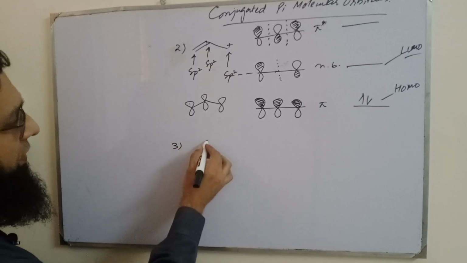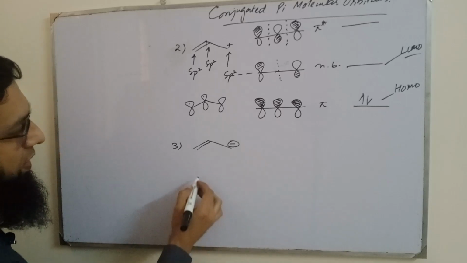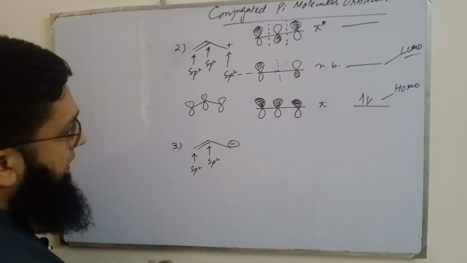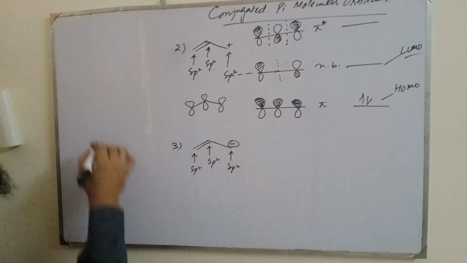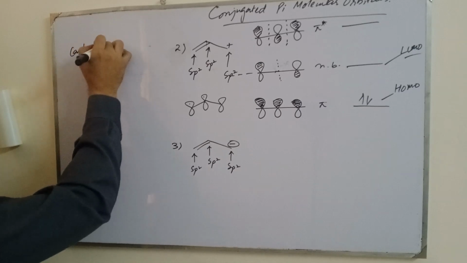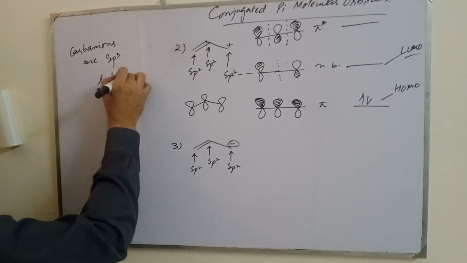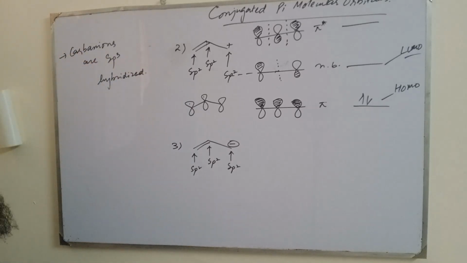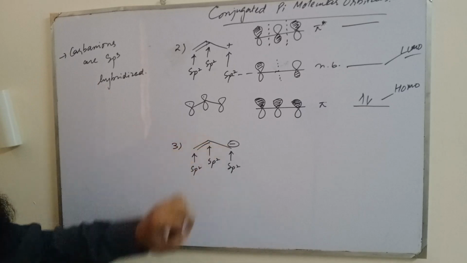And the next example could be propionyl anion. Again, this is sp2 hybridized, this is sp2 hybridized, and this is sp2 hybridized. In general, carbanions are sp3 hybridized, and when they are connected to an sp2 carbon, they are also sp2 hybridized. So in general, carbanions are sp3 hybridized, but when they are connected to an sp2 carbon, they are sp2 hybridized.